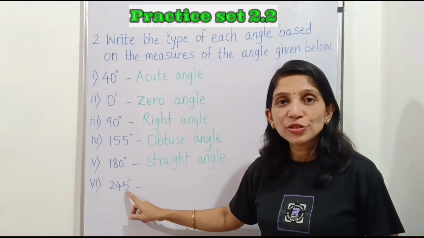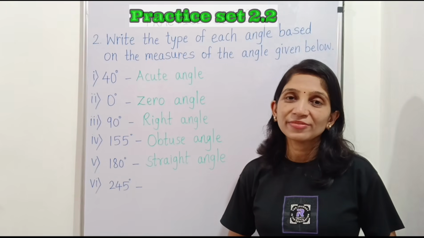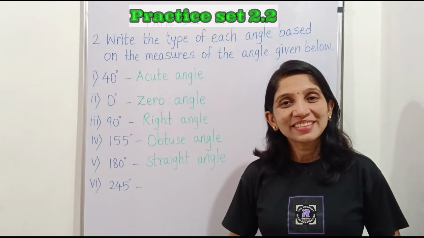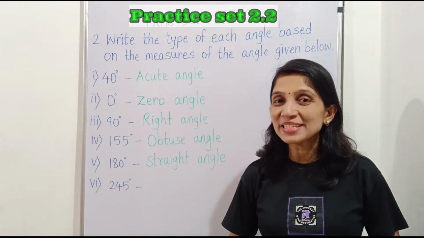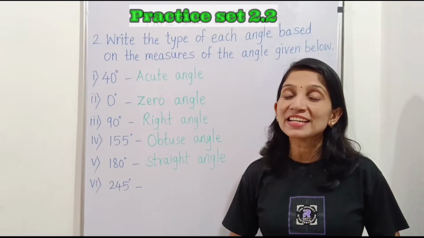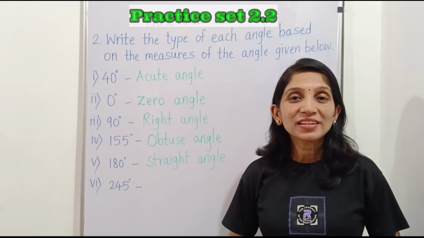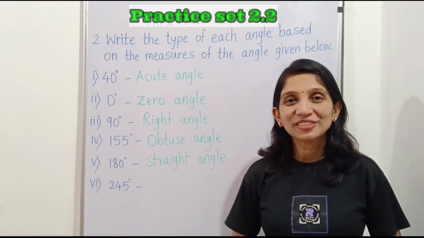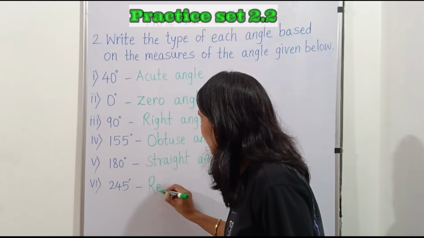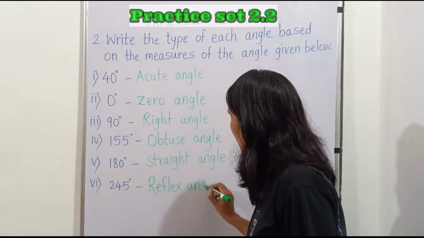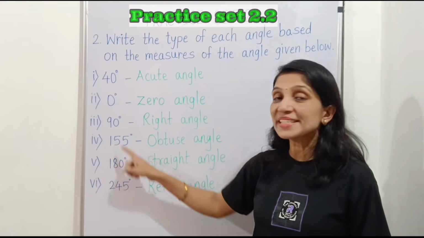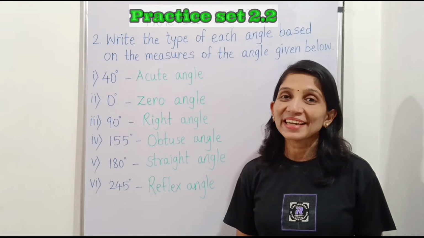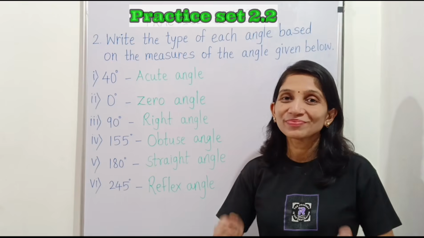Last suspect, 245 degrees. Greater than 180 but less than 360. That means it is a reflex angle. For example, a watch shows time 8 o'clock. All 6 angles identified. Case closed.